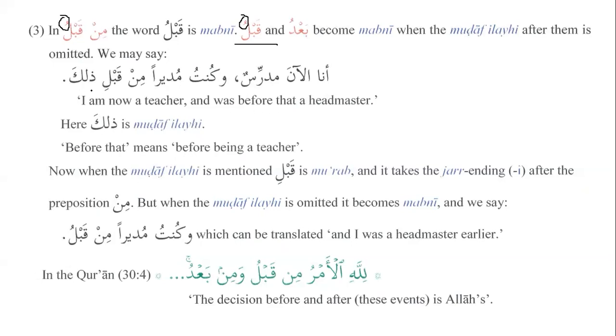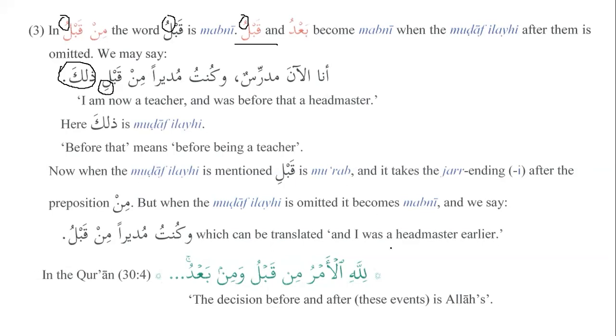So now you can see here, min qabli dhalika. Now here it has declined. Why has it declined? Because after that we have mudaf ilayh. So it's very simple. After min qablu wa min ba'du, if we have mudaf ilayh, then they will decline. And if we don't have mudaf ilayh after that, then they will not decline. They will be mabniyun ala dhamma.